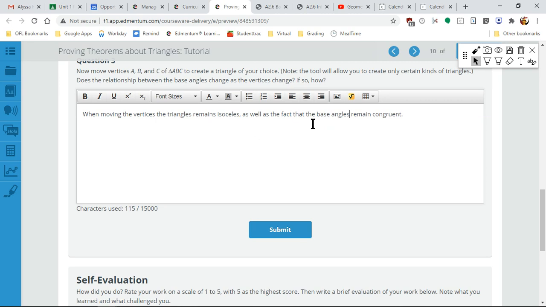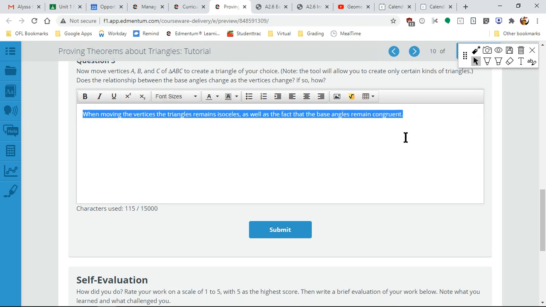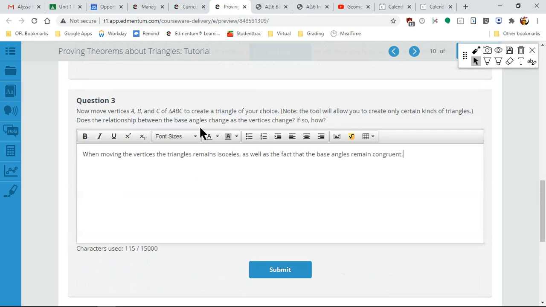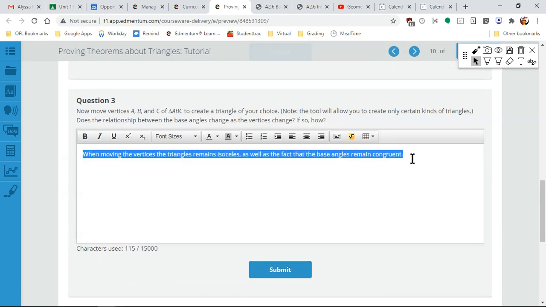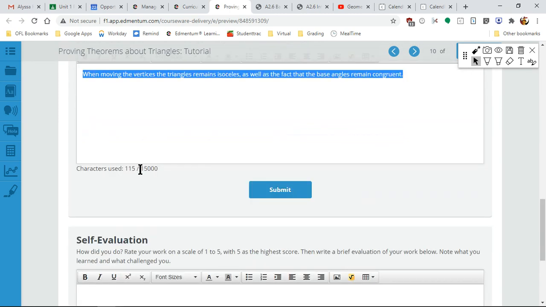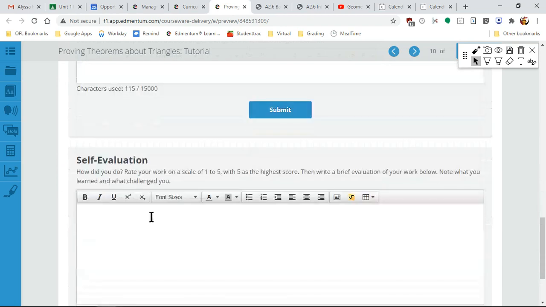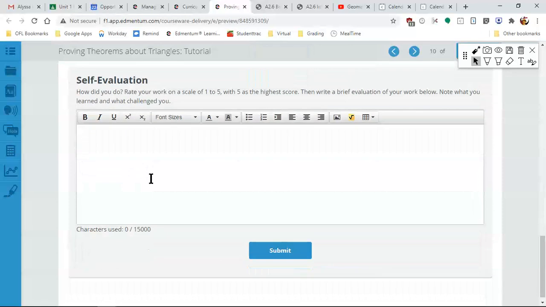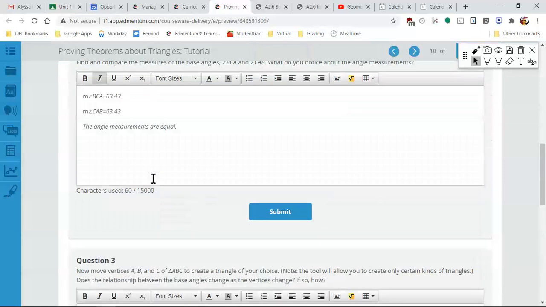Again, use your own words because I tend to get really picky with my words. As long as I can understand your reasoning, that's fine. And I want you guys getting used to using your own words for when you do the activities. And then here you can just write what you were having trouble with. If you didn't understand what a base angle was, that's a good spot to write about it.